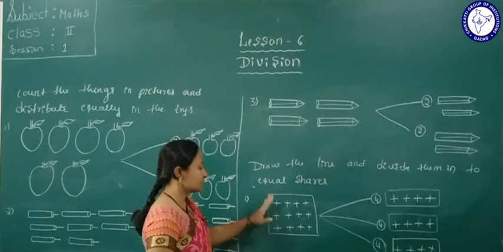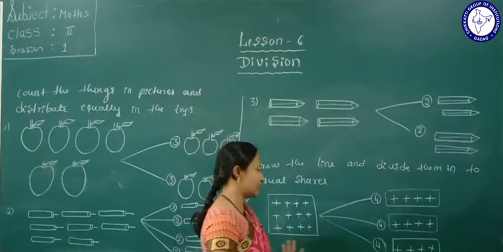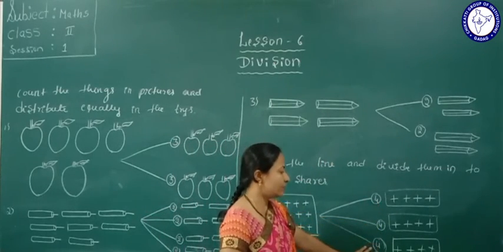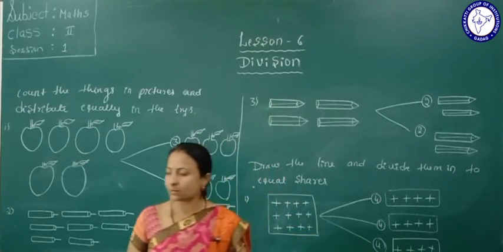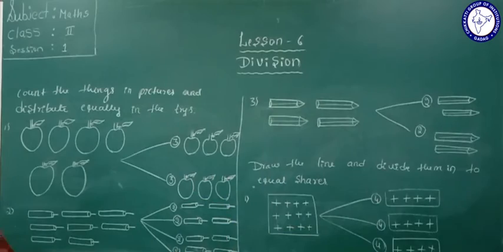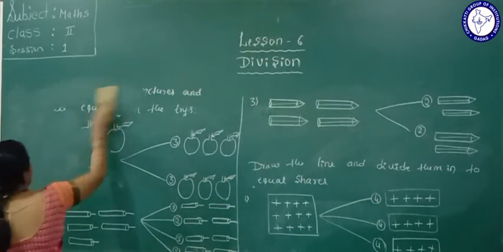Yes, see. So there are totally how many plus are there? Totally 12 plus are there. So 12 plus divided equally in 3 parts. Okay, in each part how many are there? 4 plus are there.